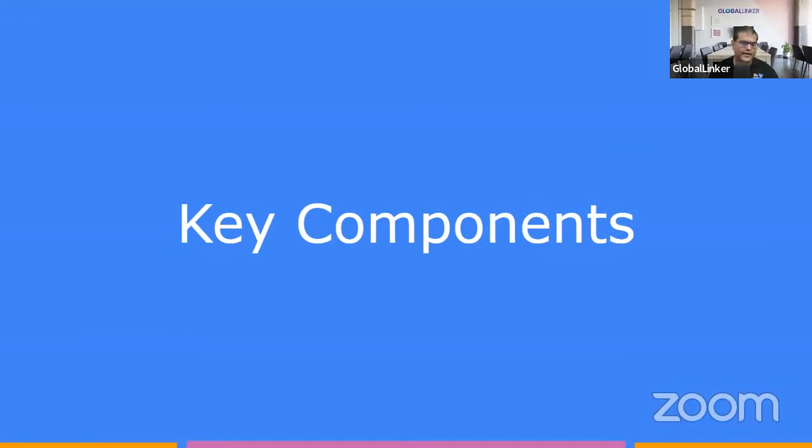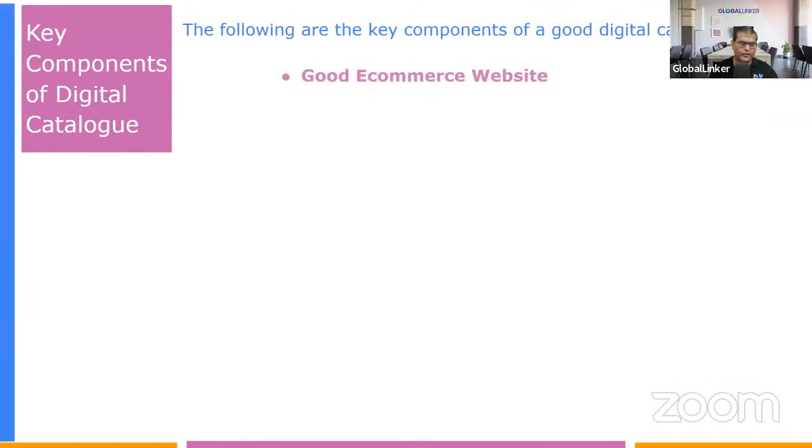Now let's quickly understand what the key components of a good digital catalog are. So the following are the components. The first one is having a good e-commerce website. And when I say a good e-commerce website, how do we understand what is a good e-commerce website? Here are a few broad parameters that you can keep in mind. Firstly, it should be device responsive.